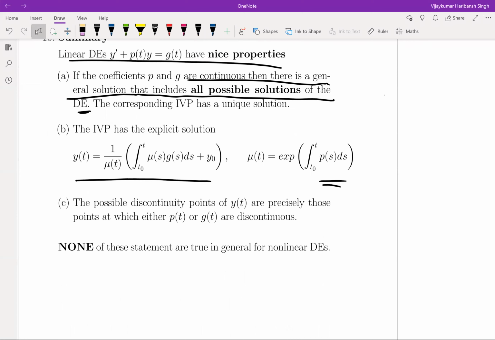And how do you determine the discontinuous points of your y of t? They are precisely the discontinuous points of p of t and g of t. So you see, y of t is uniquely determined by p of t and g of t. None of these statements are true about non-linear first order differential equations. All right.